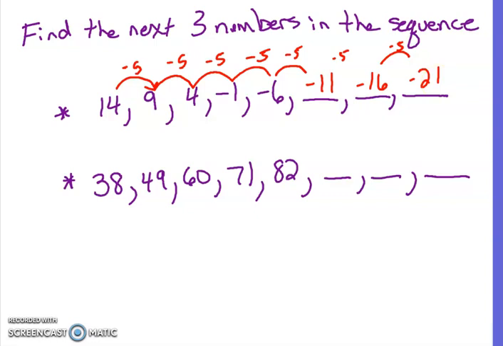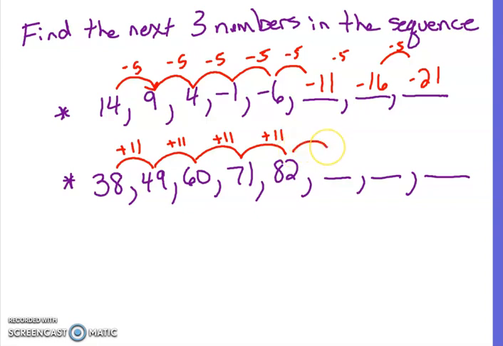So here's a list of numbers. From 38 to 49, what does it look like the adding pattern is? Well, it looks like we're adding 11. Let's see if that holds true. So if I add 11 more, does that give me 60? Yes, it does. Add 11 more, it does give me 71. Add 11 more, it does give me 82. So it looks like I'm adding 11.